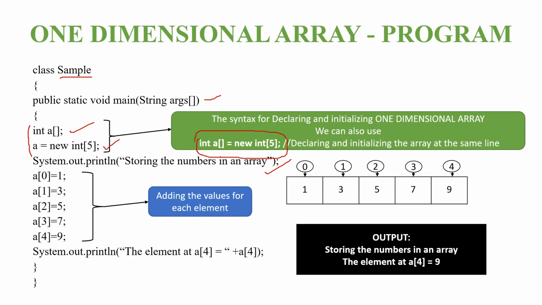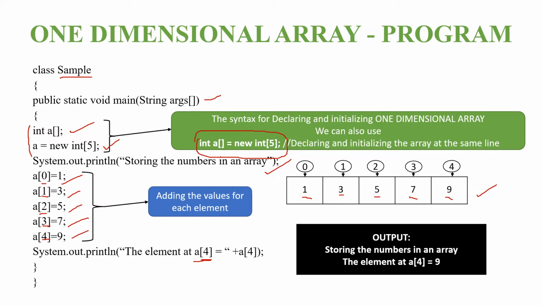Then I am going to initialize element number 0 as 1, element number 1 as 3, element number 2 as 5, element number 3 as 7, and element number 4 as 9. Now this is the syntax for assigning the values for each element. So after assigning the values, the program will look like this. That is, 0th element is assigned with the value 1, first element is assigned with the value 3, second element is assigned with the value 5, third element is assigned with the value 7, and fourth element is assigned with the value 9.